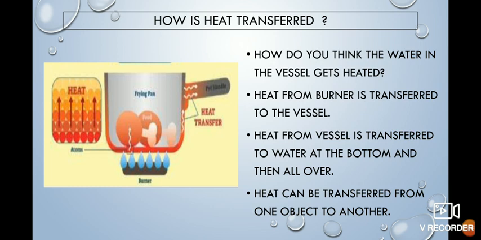So where did the water get the heat from? It got it from the vessel. Where did the vessel get it from? It got it from the burner. So the heat is transferred from the burner to the vessel, from the vessel to the water. So in other words, heat can be transferred from one object to another.